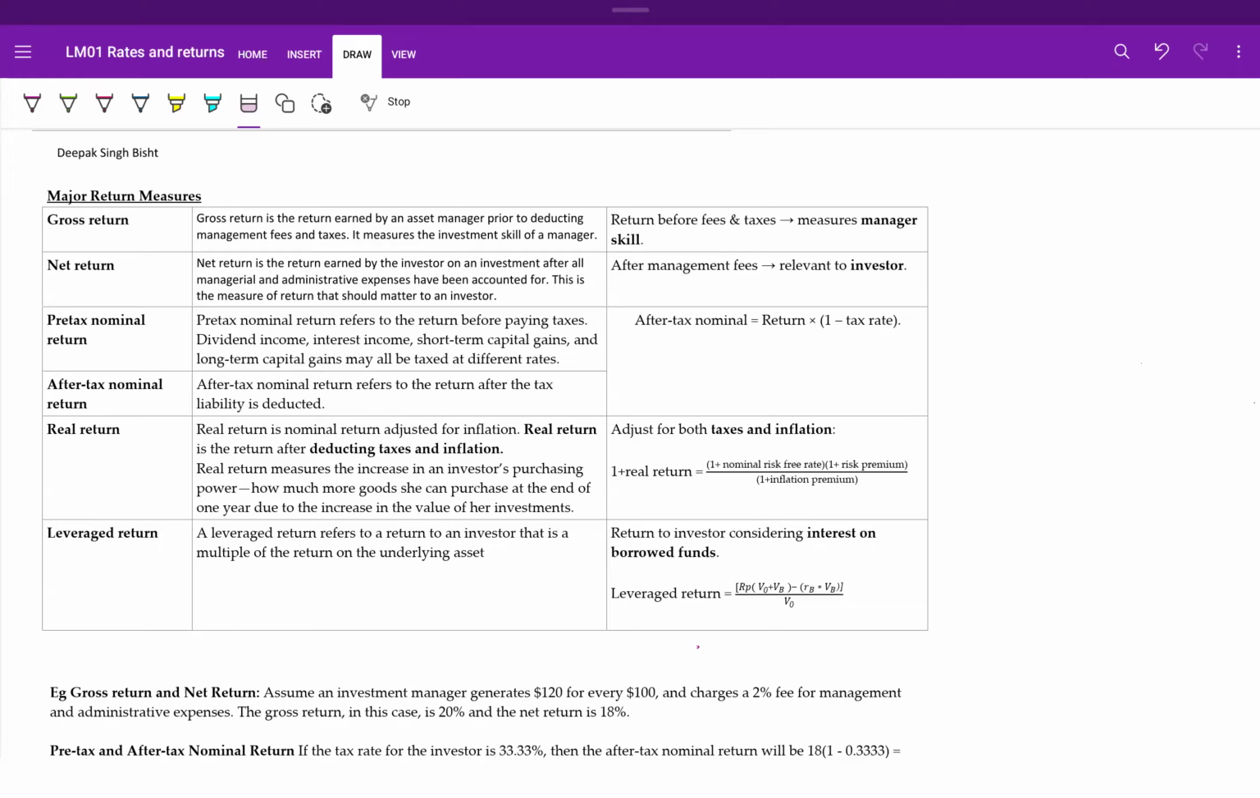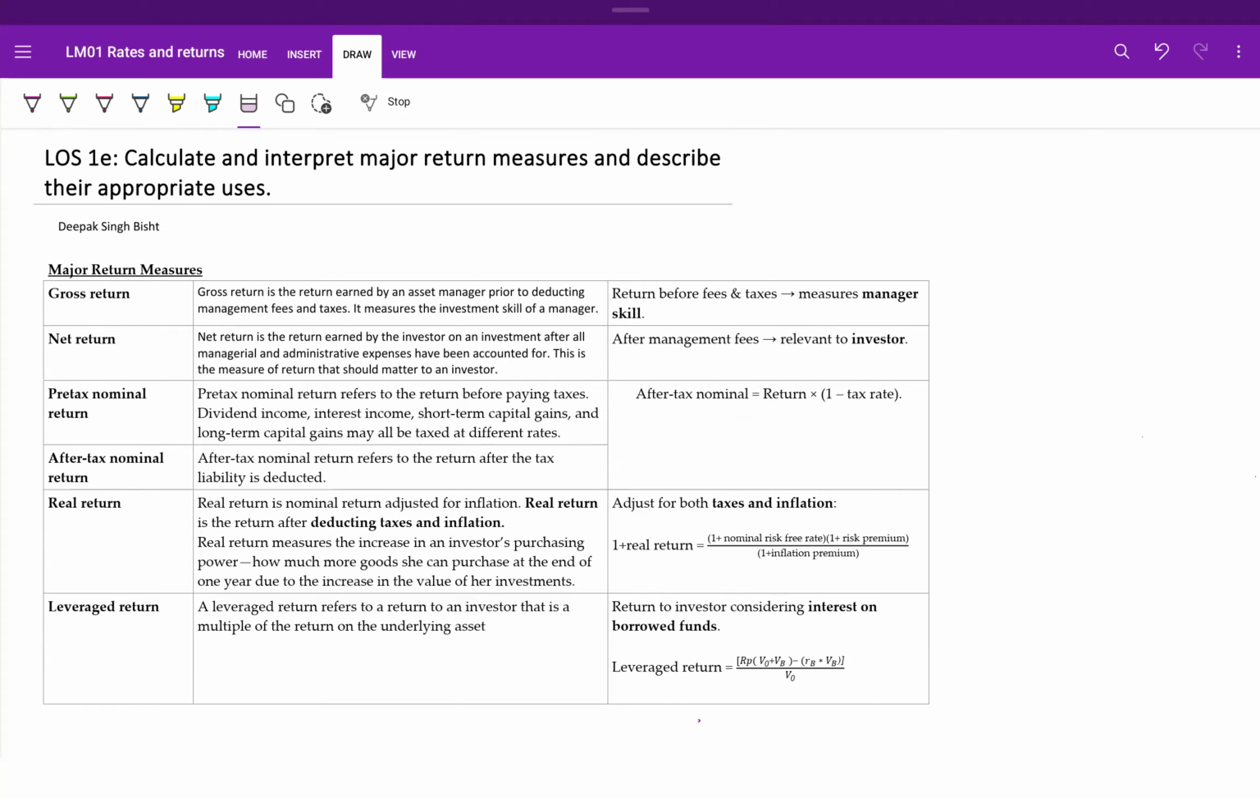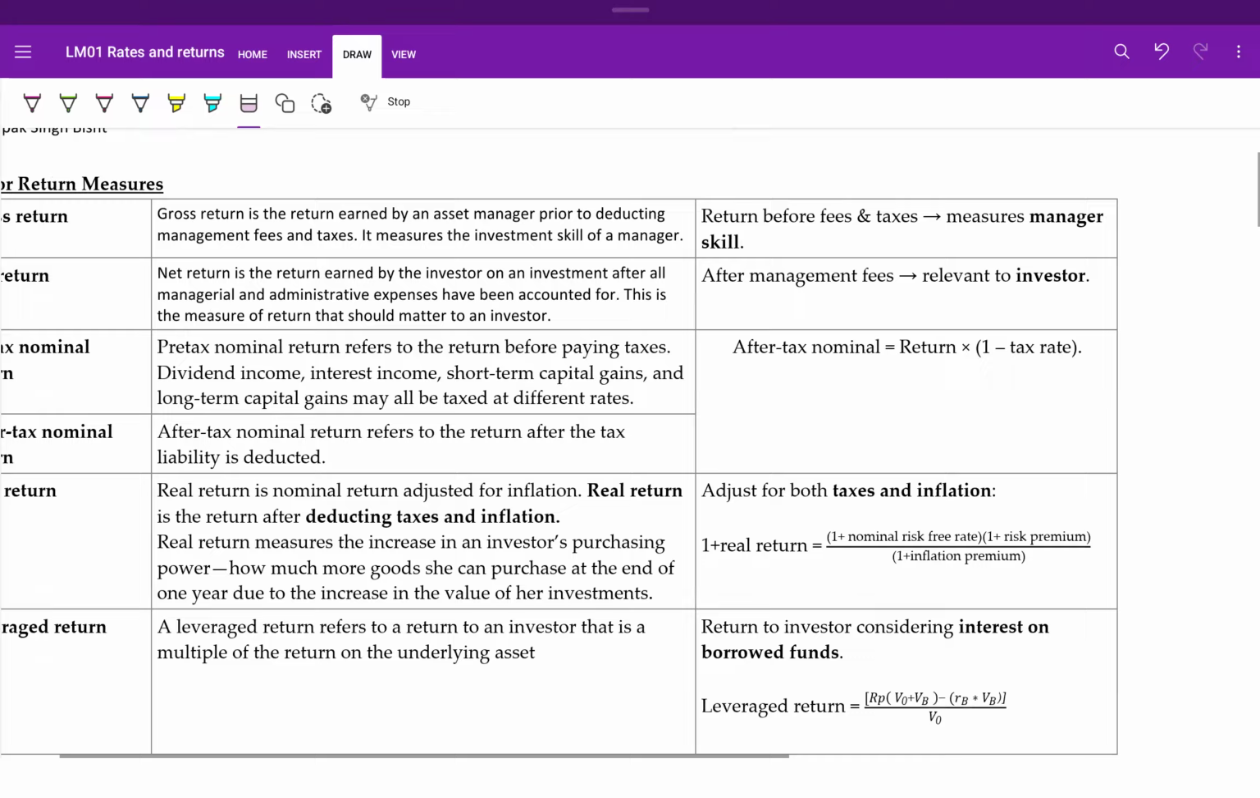Hi everyone, good morning. So today we are going to start with LOS 1E, and LOS 1E is about calculating and interpreting major return measures and describing their appropriate uses. So when we talk about the return measures and their applications, we start with gross returns, and this is very widely used and something which we use in our daily lives.